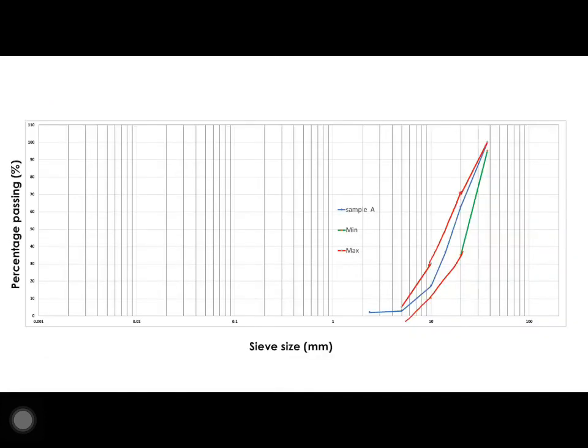Here, this figure illustrates that the specimen for the coarse aggregate lies in between the upper and lower limit. So we can conclude that this specimen is of good quality and it met the requirement. You can try by using the Excel log scale graph.